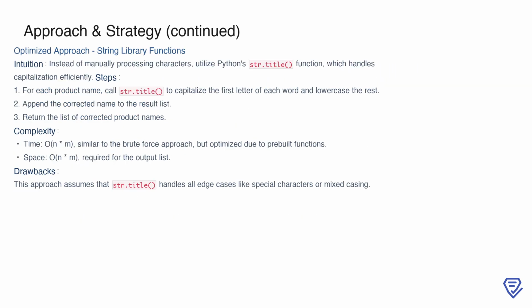Another approach we explored is an optimized solution leveraging Python's built-in string library functions. Instead of manually iterating through characters, we can utilize the str.title function, which is specifically designed for capitalization tasks. This function automatically capitalizes the first letter of each word and converts the remaining characters to lowercase, simplifying the process significantly. The steps involve calling str.title on each product name, appending the processed name to the result list, and then returning the corrected list of names.